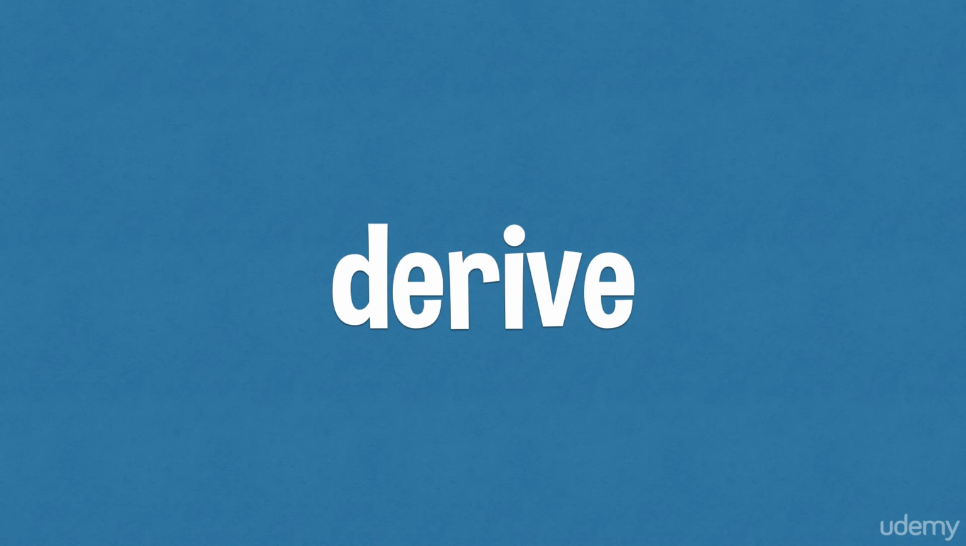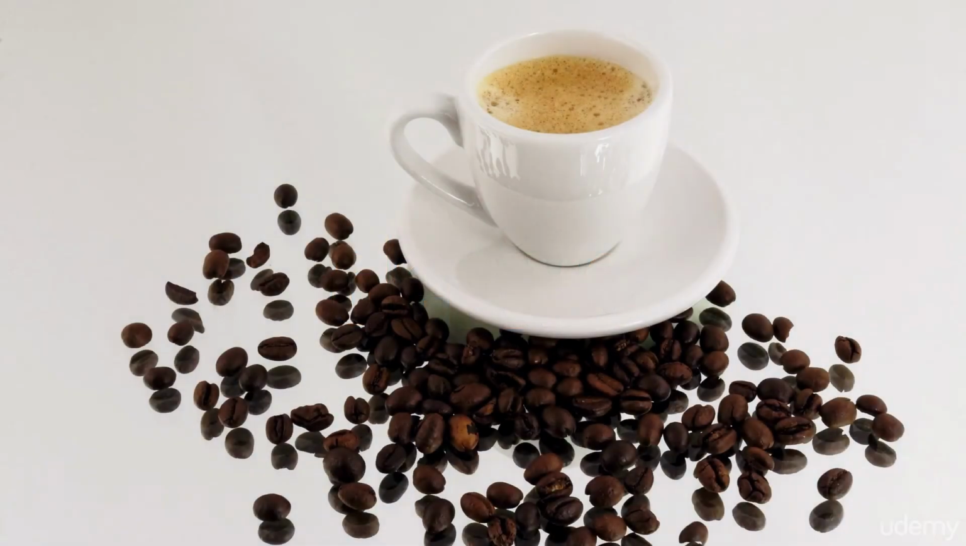So your next word is derive. Derive. Note the pronunciation. Not drive, but derive. If something is derived from something else, it comes from that something else. Coffee, in the cup, comes from coffee beans. So coffee, the drink, is derived from coffee beans.